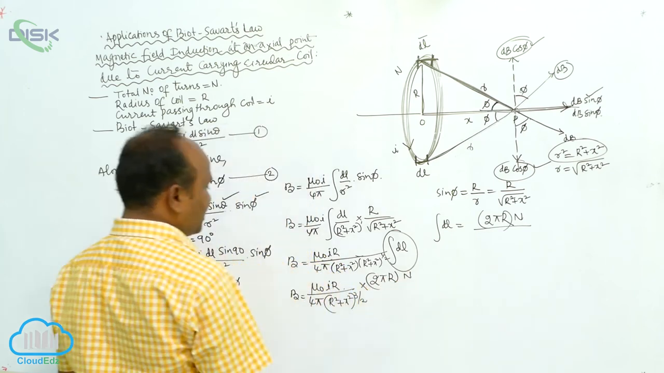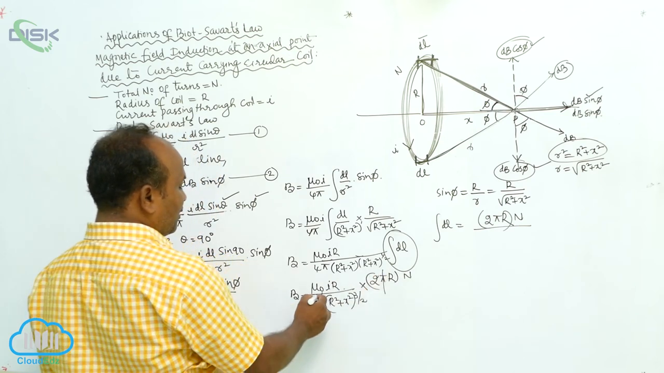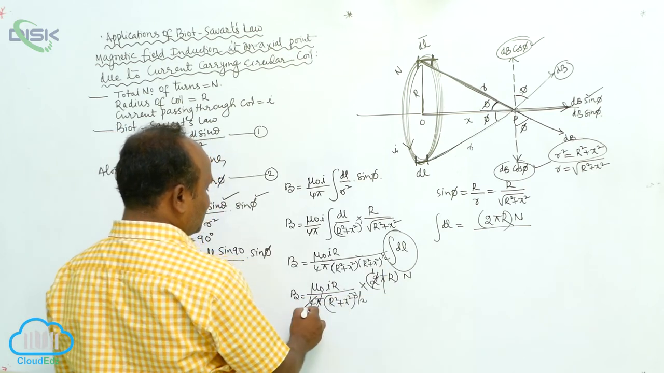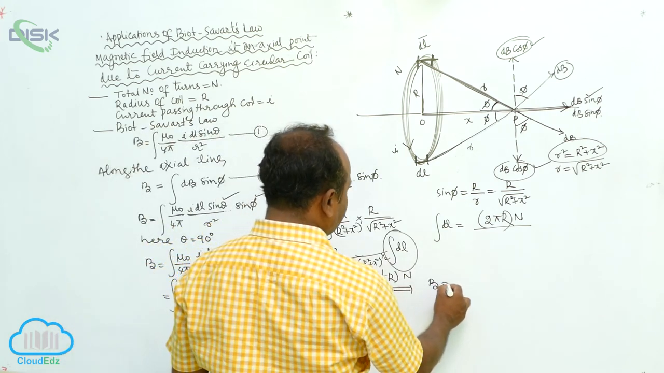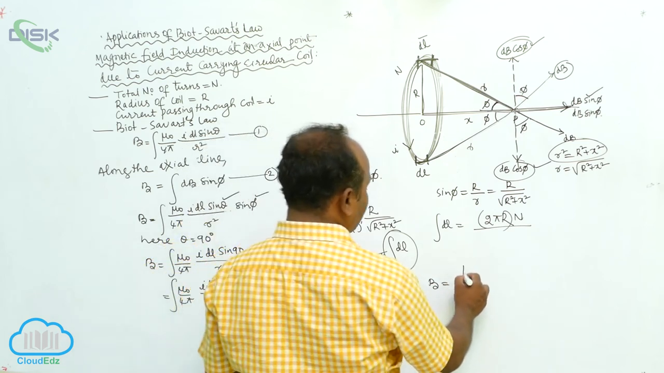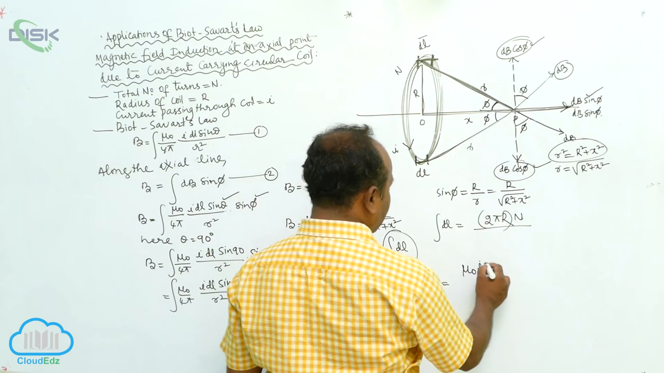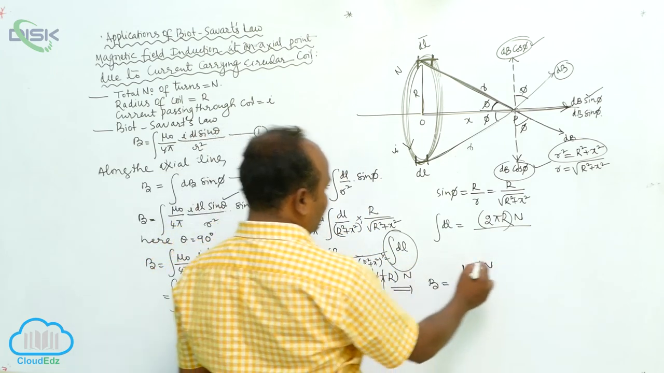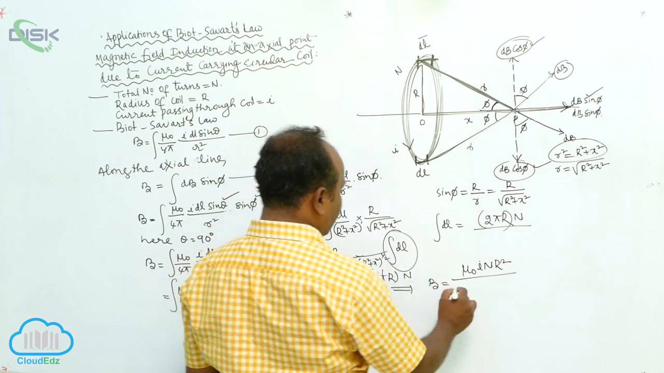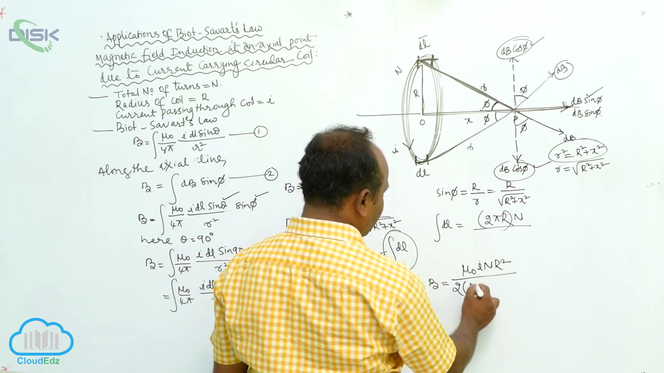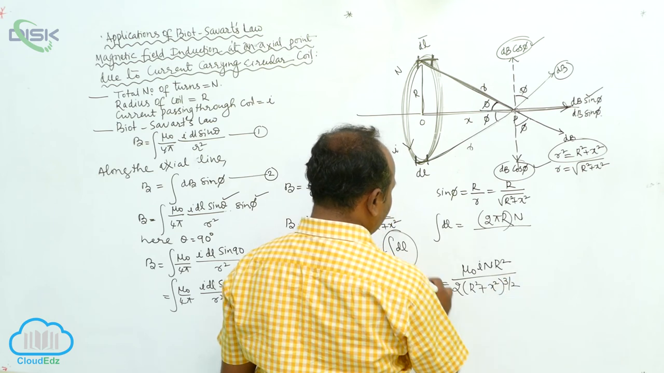Therefore, pi and pi get cancelled, and 2 and 2 get cancelled. Therefore, the magnetic field induction is equal to mu naught I, number of turns n, R into R, that is R square, divided by 2 into R square plus x square whole to the power of 3 by 2.